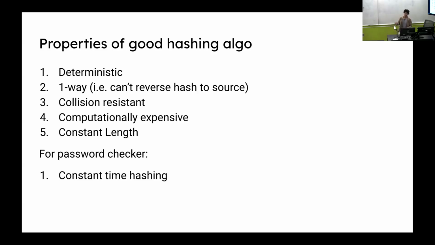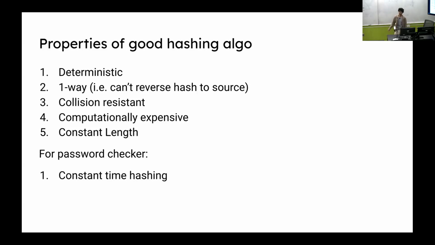Computationally expensive, meaning that you can't just run them in a for loop and spit out every possible hash there is and get a very massive trove of data. And then also constant length, meaning that no matter what input you throw in, you will get the same length output. So if you see something like SHA-256, it spits out 256 bytes, or I guess bits of data.